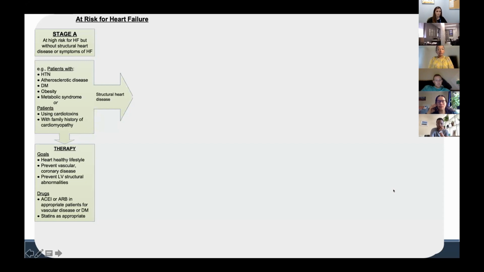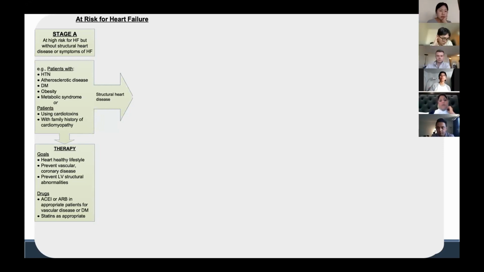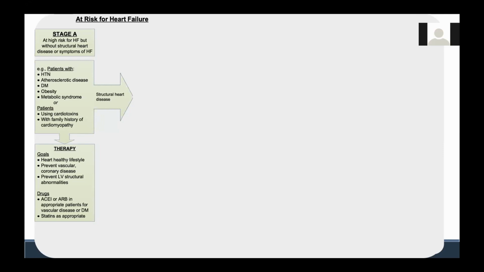So this is something that all of you must be familiar with. This is the ACC-AHA classification for heart failure. And this is really key to understand because it helps us in early detection as well as initiating therapy even prior to obvious signs of cardiac dysfunction. And so this is really key for our patients.